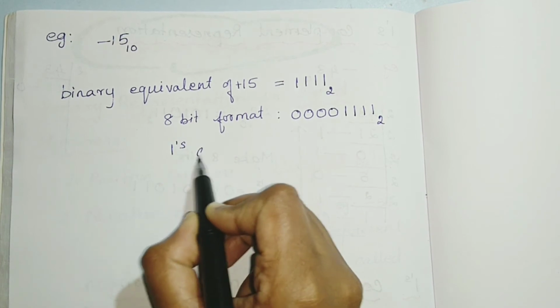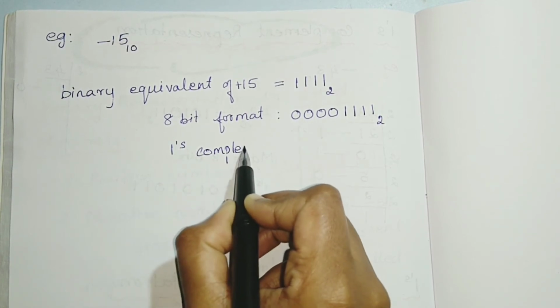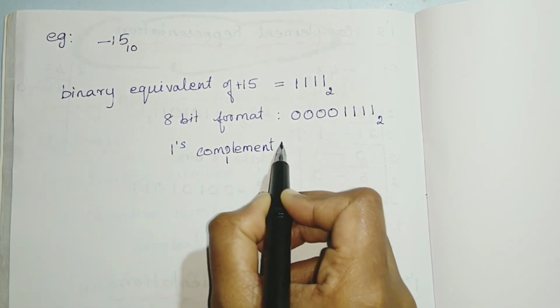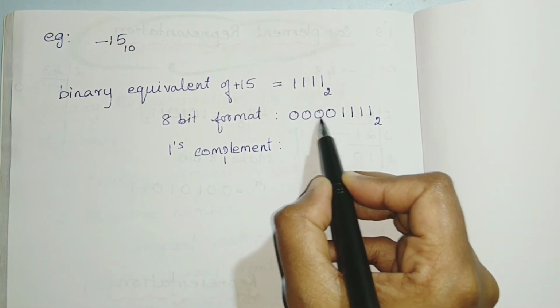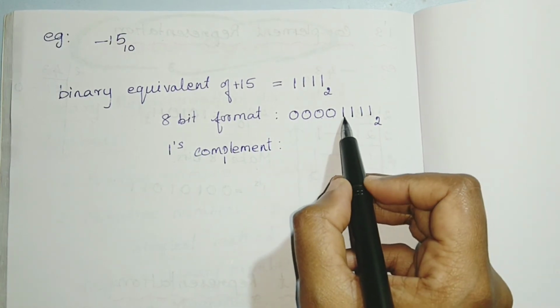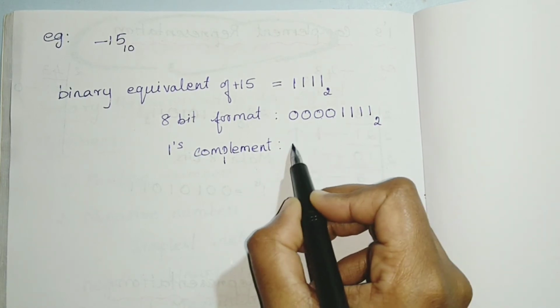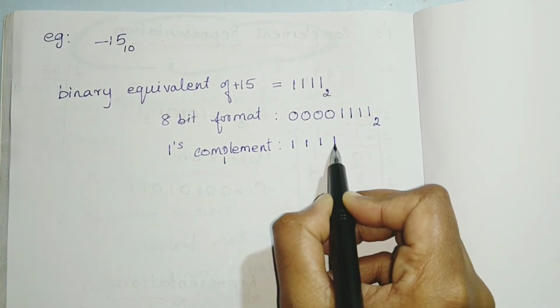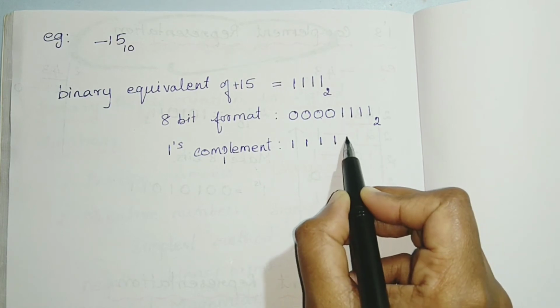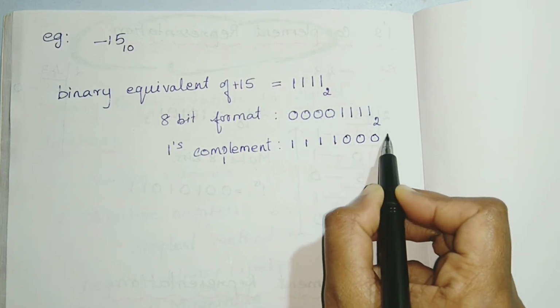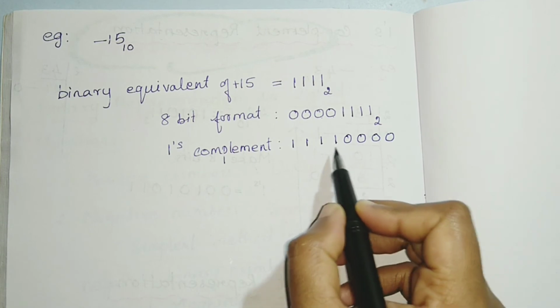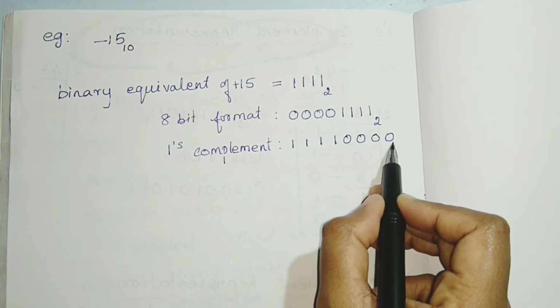Next step is 1's complement. So what do we have to do for 1's complement? Simply invert all the bits. If you find 0, we have to write 1. If you find 1, we have to write 0. So 4 zeros are there, we write 4 ones. And 4 ones are there, we write 4 zeros. Yes, we have completed 1's complement.